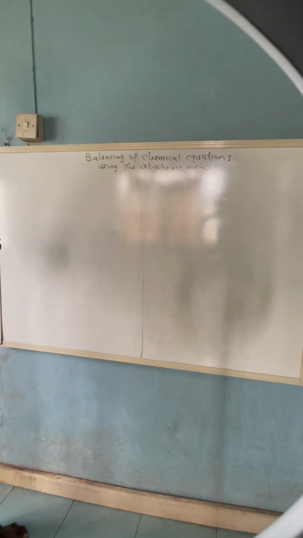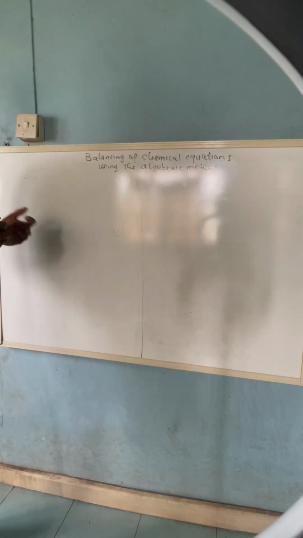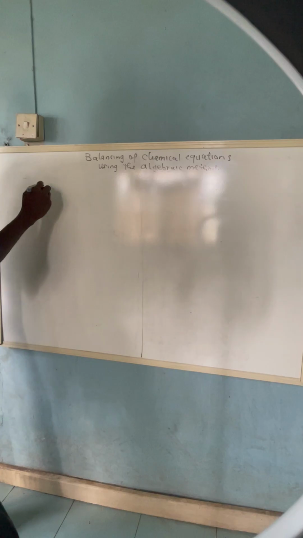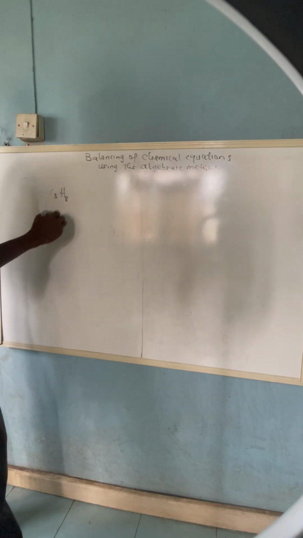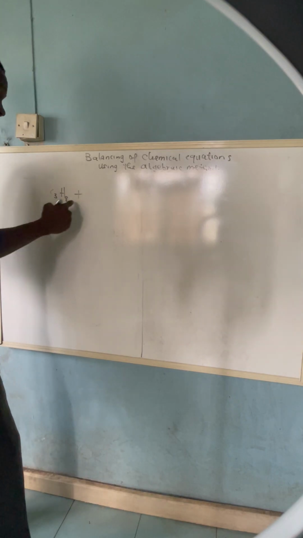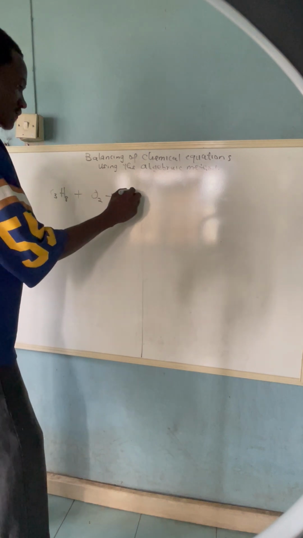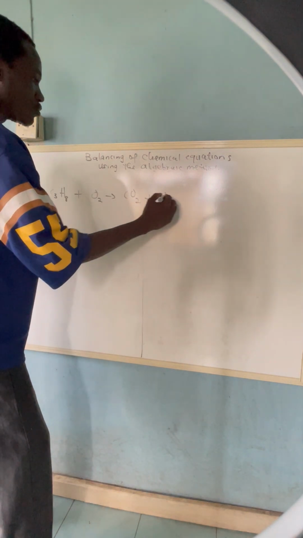First of all, we are going to write the equation on the board, and I'm going to write the combustion of propane. Propane is a hydrocarbon with a molecular formula of C3H8. When propane undergoes combustion, that means propane reacts with oxygen. It's going to produce two products, which are carbon dioxide and H2O as well.